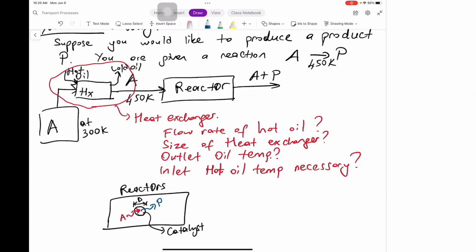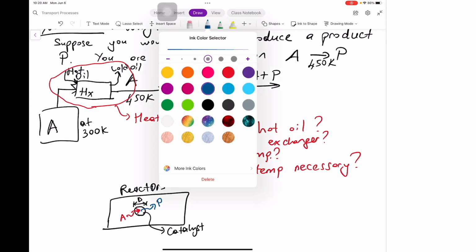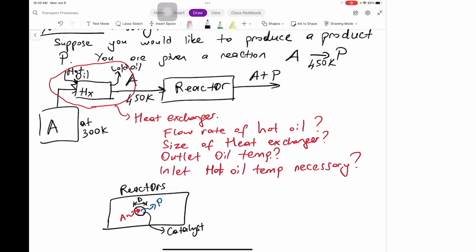In this view, you should be able to calculate the rate of flux of A into the catalyst. So you should answer, what is the flux of species A into the catalyst particle?